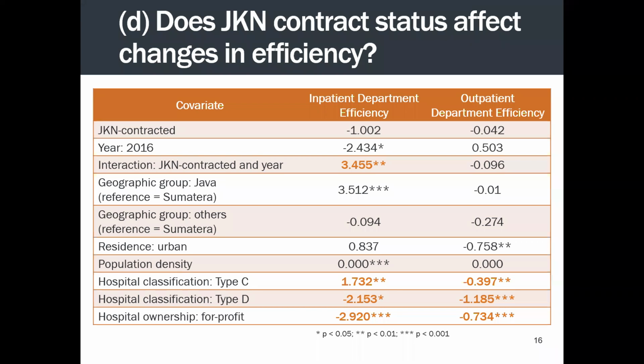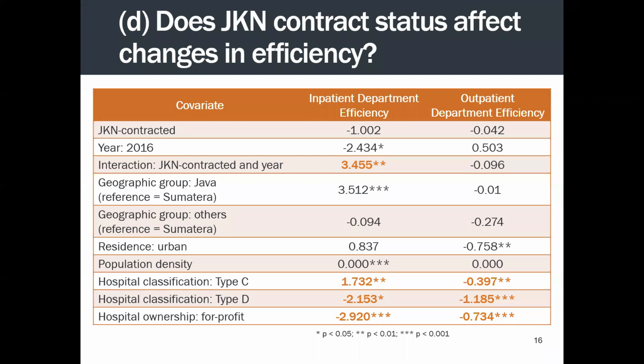This table shows results from the 2 regression models. Our analysis suggests that contracting with BPJSK is significantly associated with increased efficiency in inpatient departments. Holding all other factors constant, there's a statistically positive effect of contracting with BPJSK on efficiency, or a mean change in efficiency of 3.46%. However, contracting status did not significantly affect changes in outpatient departments.